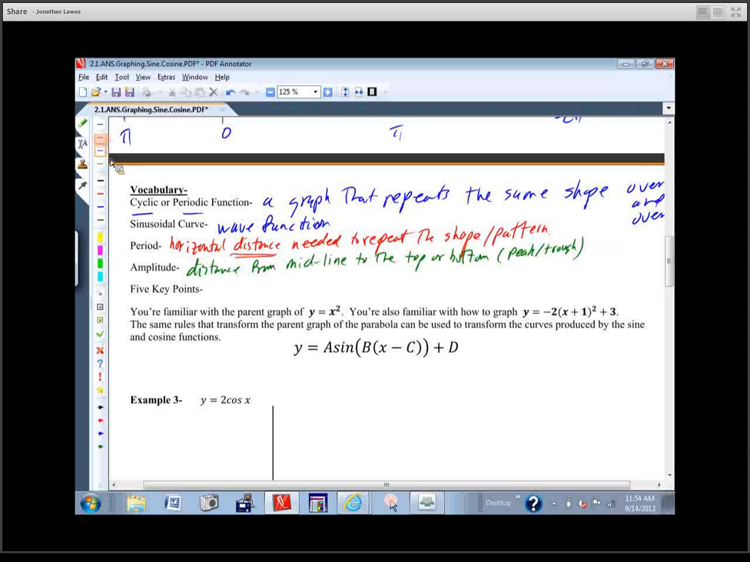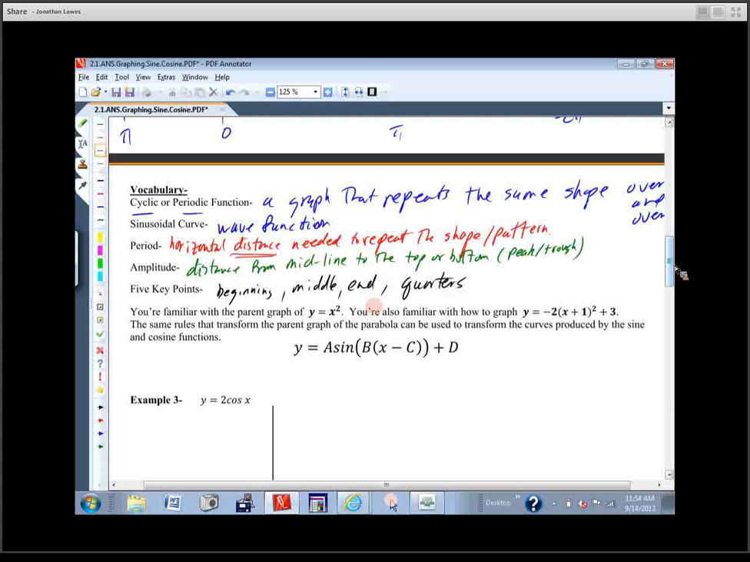And then we're going to say this all the time. I'm going to say graph one cycle and make sure you label 5 key points. So we're going to graph the beginning, the middle, the end, and the quarters. So if I say graph 5 key points, that means you're going to graph the beginning, the middle, the end, and the quarters. So let me show you what the 5 key points are here.